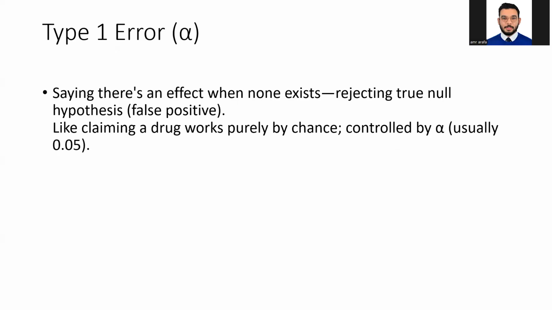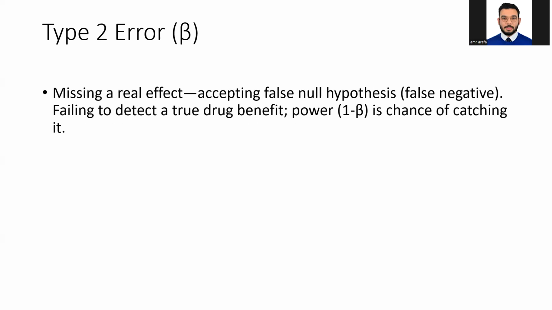You rejected the null hypothesis, meaning you said that whatever is going on in your study is not due to chance, but in fact it's due to whatever you're testing. When that wasn't the case, it was actually purely due to chance. All right. Type 2 error.